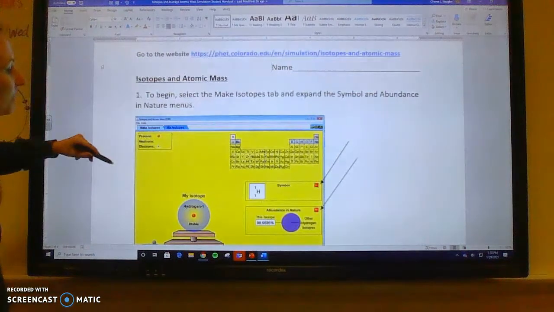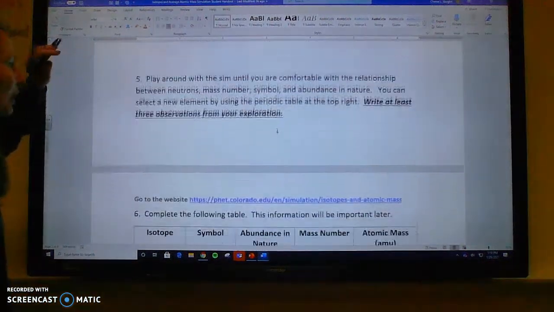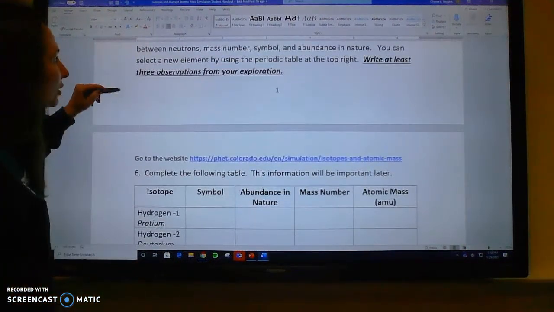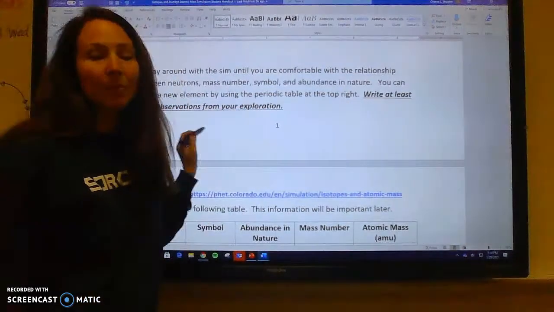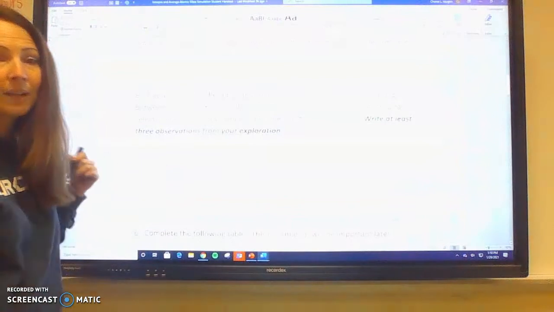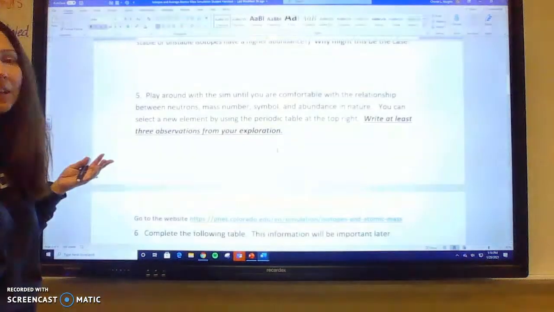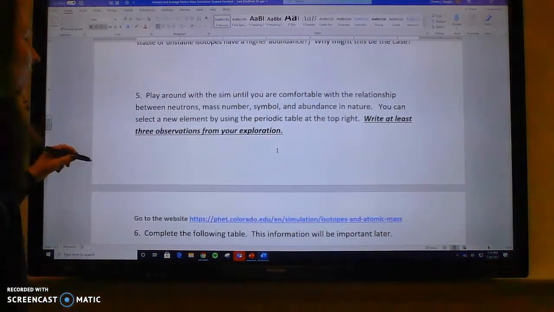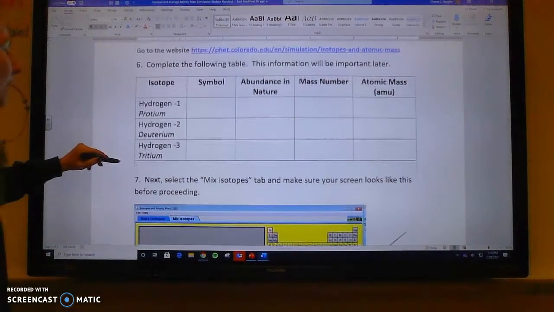So when you get to the last page, make sure if it says write some observations, I'm looking for you to have written something here, okay? I'm not worried about what your observations are, but make sure that you've done a complete job.